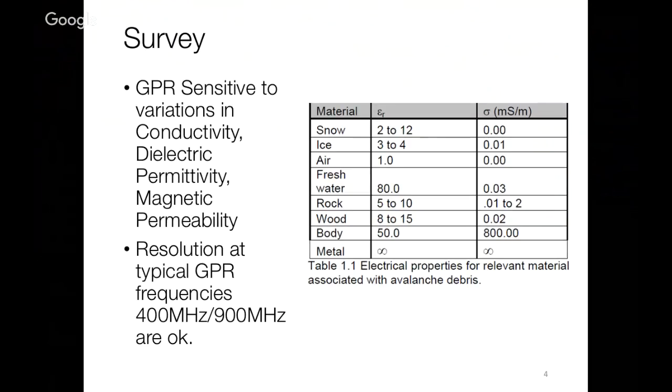So yeah, for our survey, GPR is sensitive to those. It's sensitive to conductivity and dielectric permittivity. So if you look at the chart to the left, it shows a summary of the different properties of avalanche-associated material. So there's good contrast between the body and the background of the snow, but there can be a little bit of interference from associated debris like trees and rocks, the things that you'd expect to be buried.